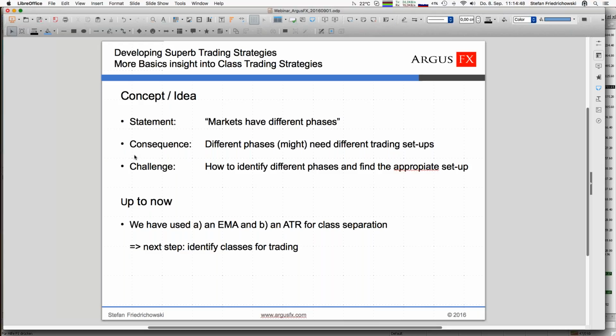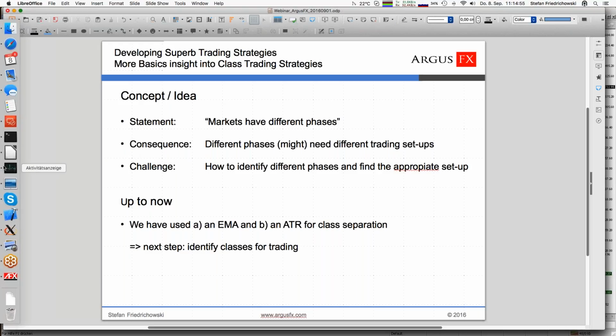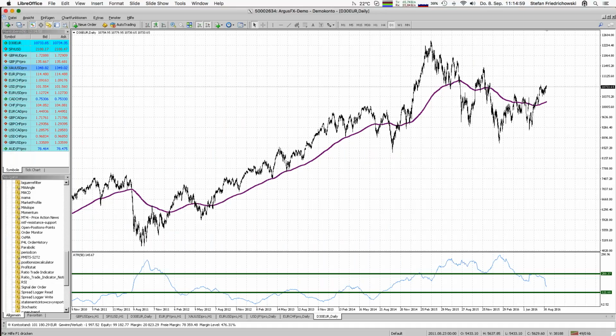And the first challenge is to identify those different phases and then find the appropriate setup. The underlying idea was born more or less simply by looking, for example, at this kind of chart, which is in this case DAX for several years on a D1 base. And there are only two indicators right now here within the chart.